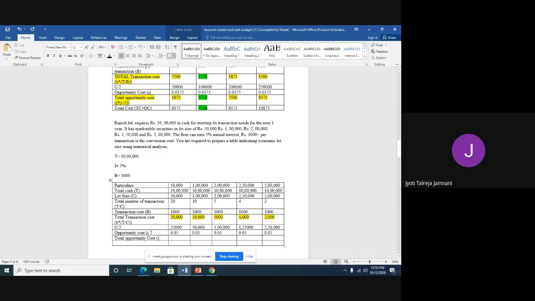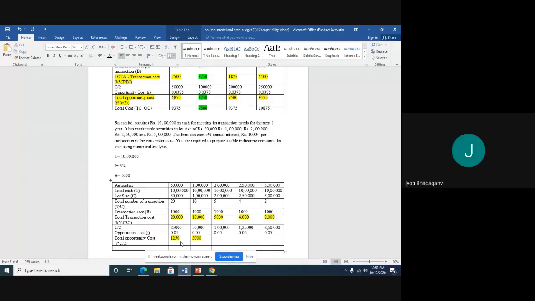Total opportunity cost is C by 2 into I. Now for 25,000, that is C by 2, into the I value 0.05. Can anyone tell me how much you get? 1,250. 50,000 into 0.05.